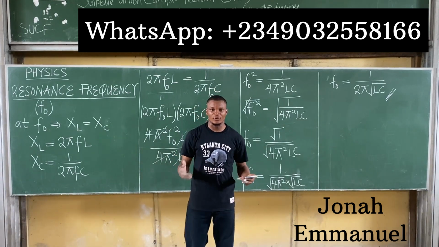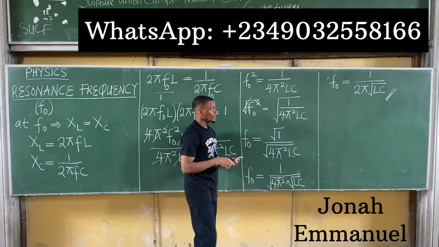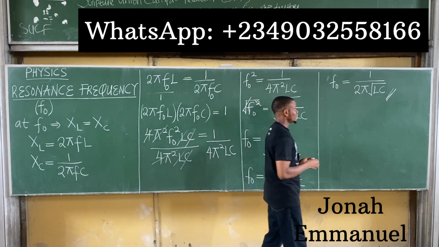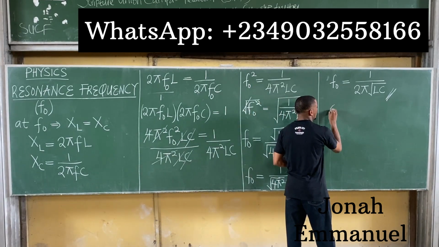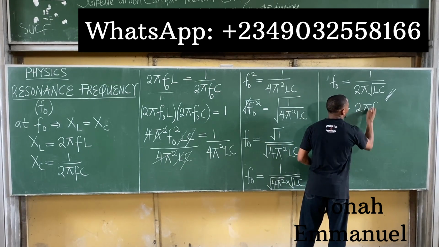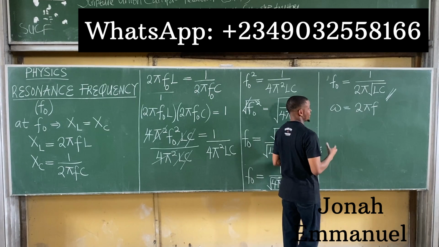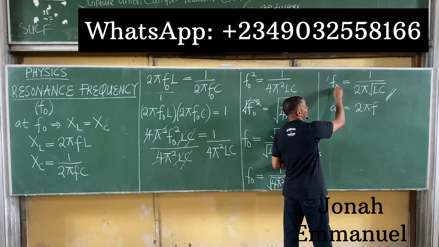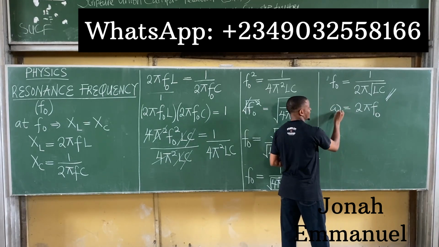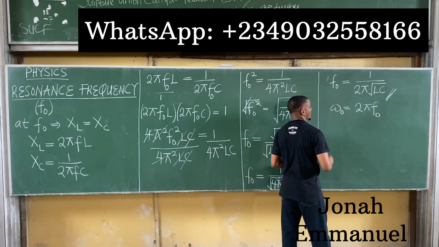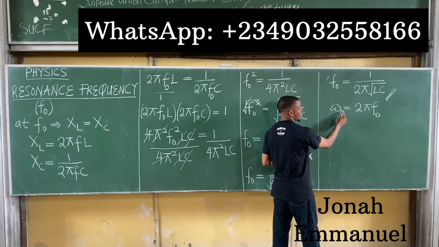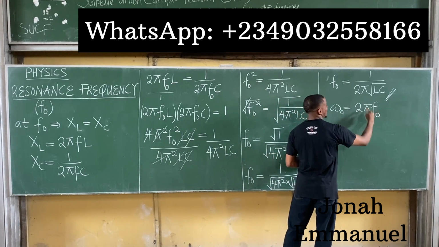Okay, before we solve some problems, let's recall something. Recall that there's something called angular frequency. And we know that angular frequency, omega, is equal to 2 pi f. All right, so if this is true, if I have here resonance frequency, that's f naught, I can also have here resonance angular frequency. So in other words, we can say that resonance angular frequency is equal to 2 pi times resonance frequency.